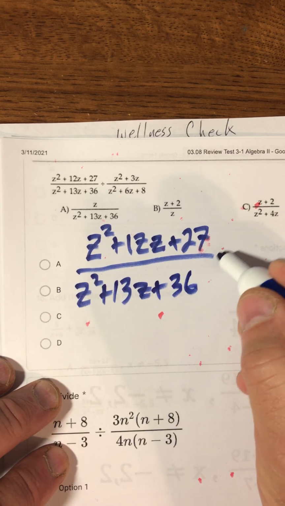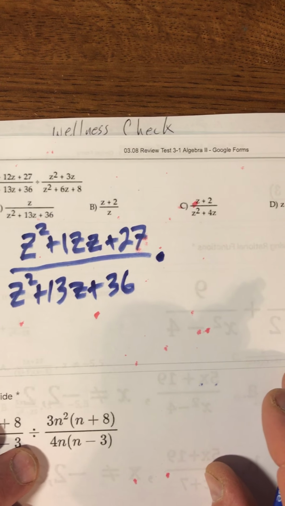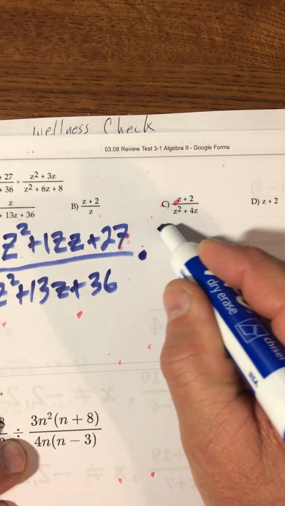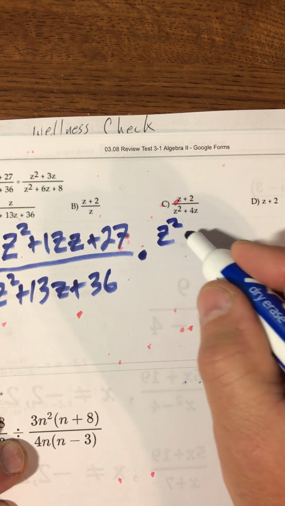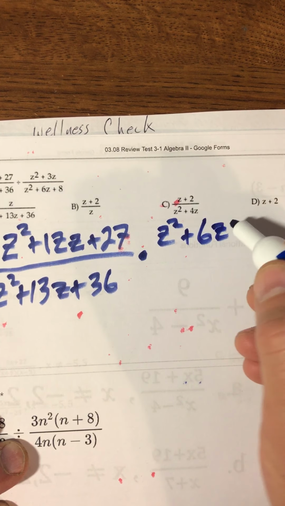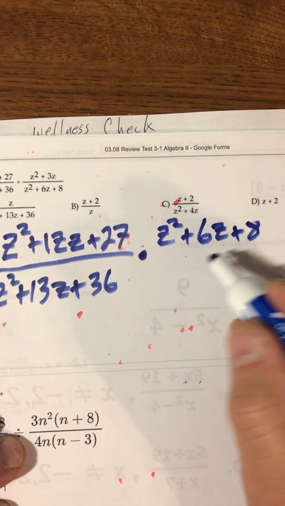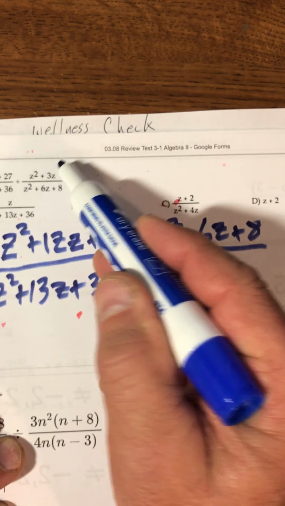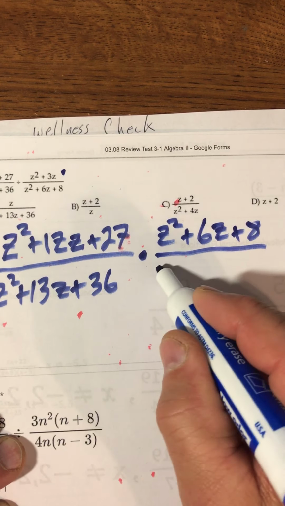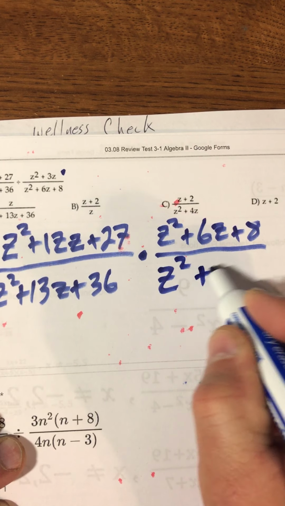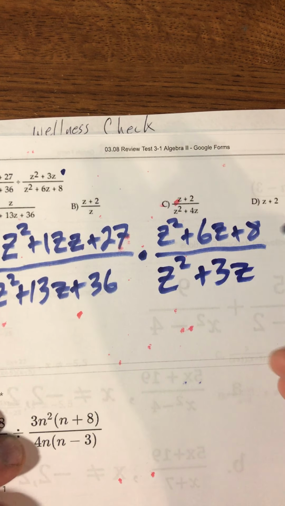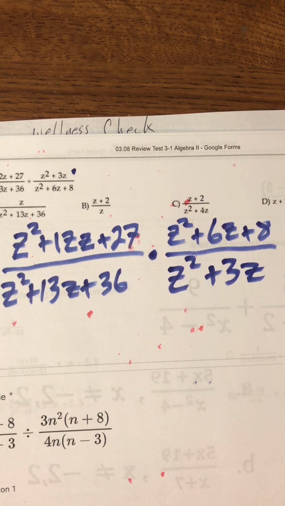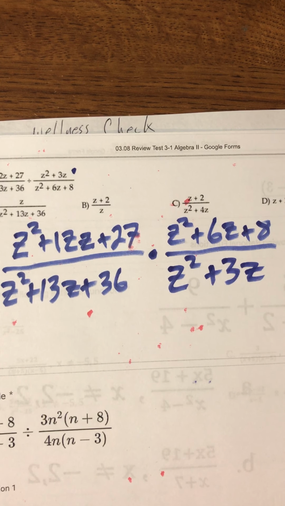Now change this to multiplication and flip the fraction. So z squared plus 6z plus 8 over, and then put the top part of the fraction on the bottom, so z squared plus 3z. Start factoring. This is all about factoring.